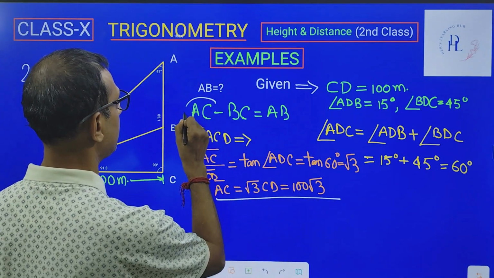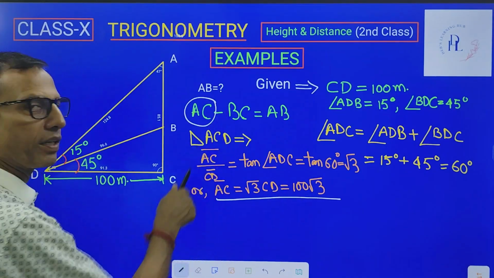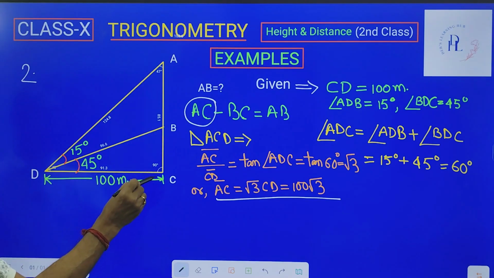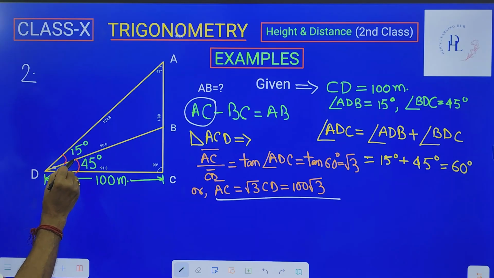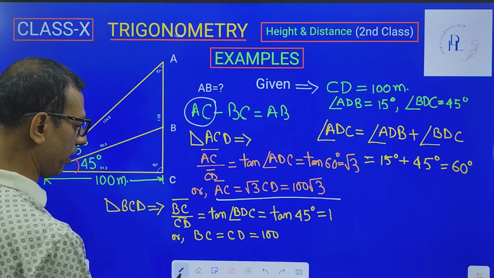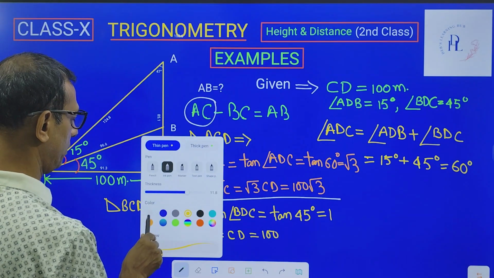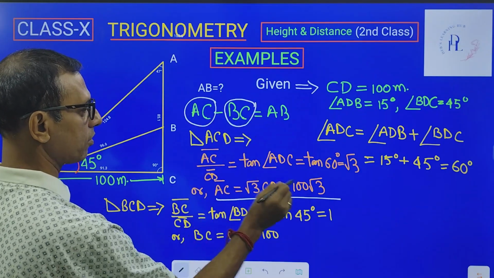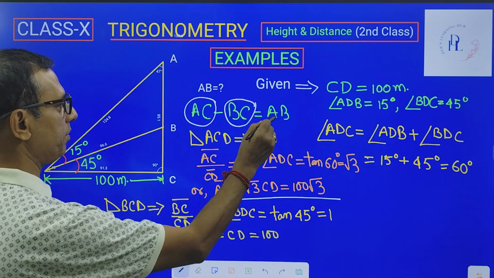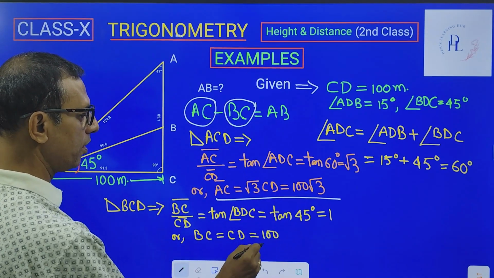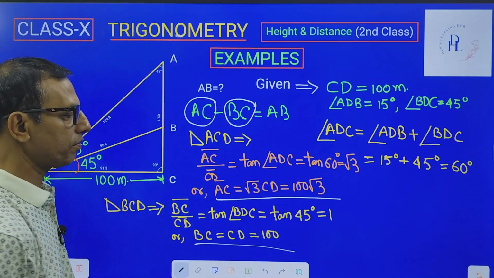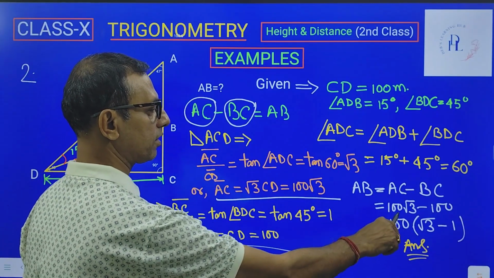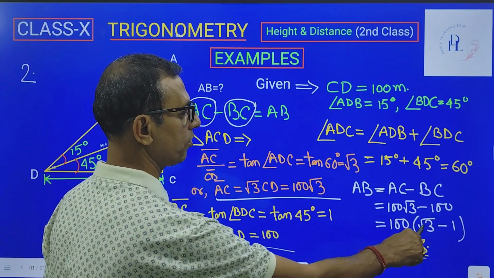What do you need to do? AC is already found, 100 root 3. Now you need to find BC. You will find it from the right-angled triangle BCD, where BC is unknown, CD is known, and the 45 degree angle is given. So now you have found BC as well. You got AC equals 100 root 3, and BC is 100. That means AB equals AC minus BC, that is 100 root 3 minus 100, which equals 100 into root 3 minus 1.